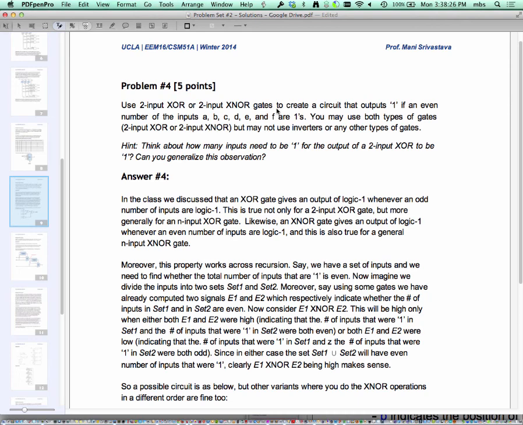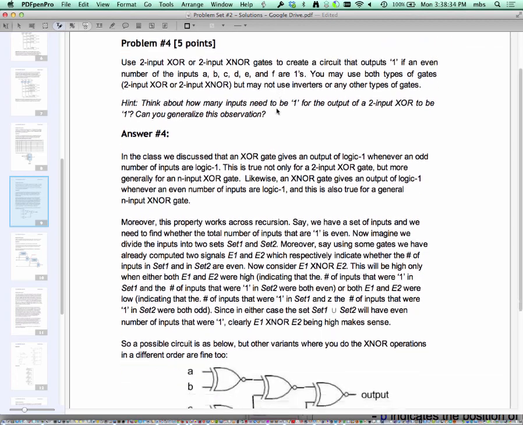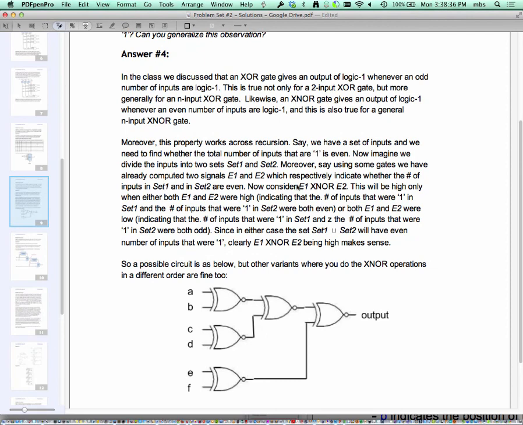XOR tells me when the number of inputs that are high is odd. So XNOR is the other way around. It gives me the even one. So this is really about XNOR, and then you basically gang up XNORs. What I'm really creating is a 6-input XNOR, but I didn't give you a 6-input XNOR. So I gave you a bunch of 2-input XNORs, so you can gang them up like this.